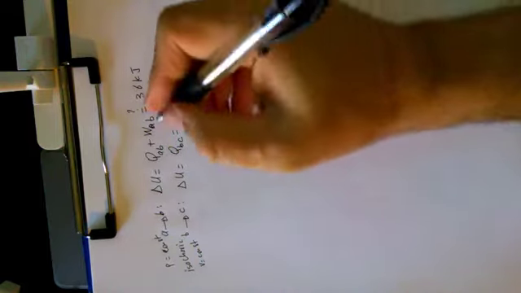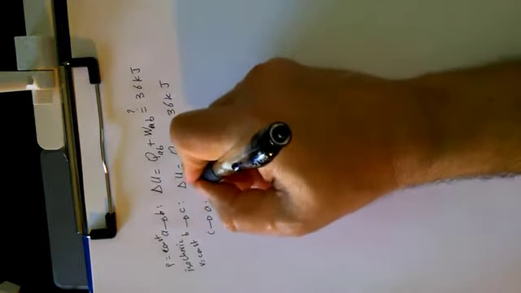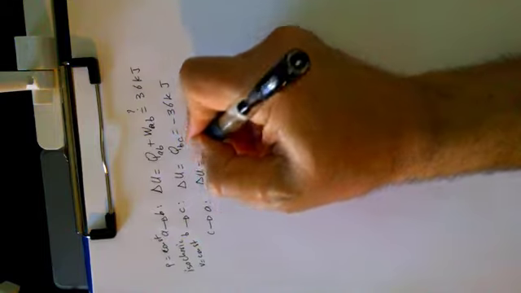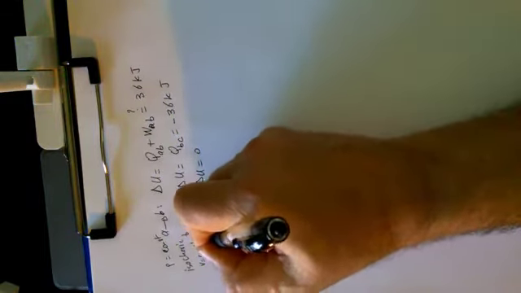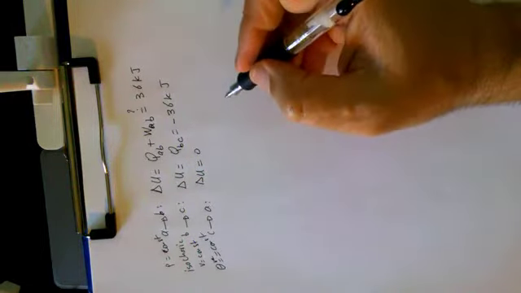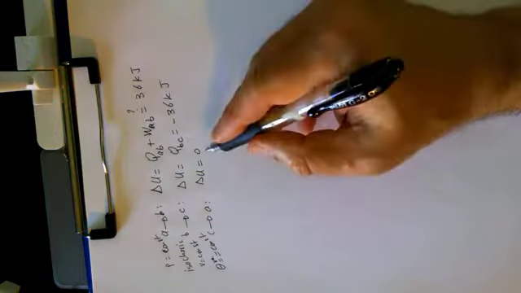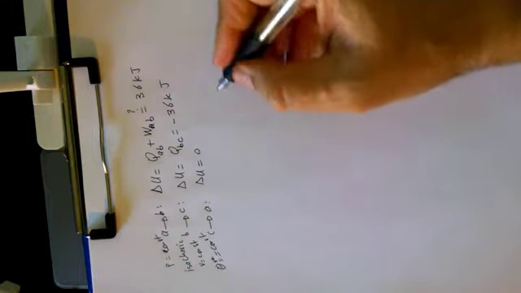In the process going from C back to A, we found delta U is equal to 0 because the temperature is constant. Since the temperature is constant, there is no change in the energy. W is not equal to 0, though. Actually, W is a finite value in this case. It's a positive value, and Q is a negative value.